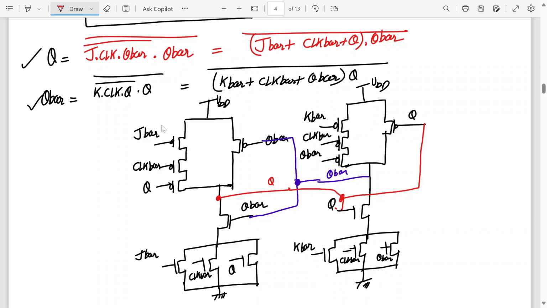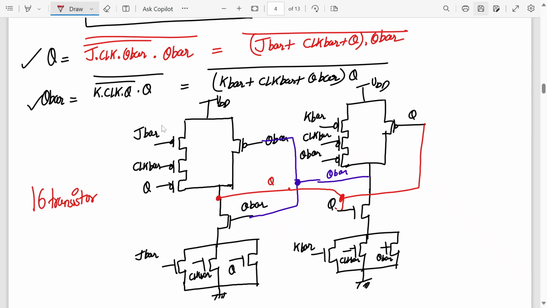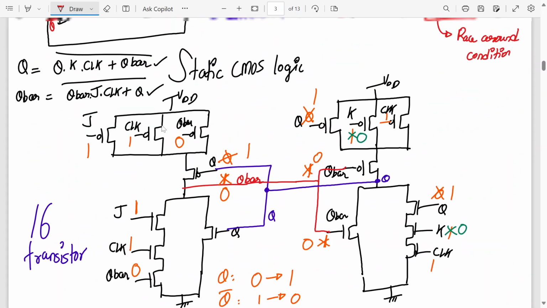Here we see 16 transistors, right? Do we require any other transistors? Please implement first. Oh, sorry. Do we require any other transistors? I told you J bar and K bar. J bar, K bar, and clock bar, right? So 6 additional transistors. 600. So earlier examples, why didn't we use this?